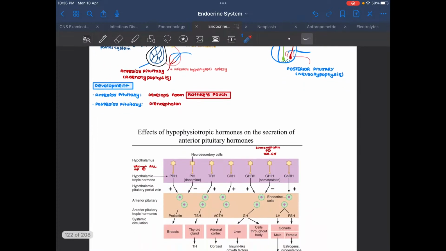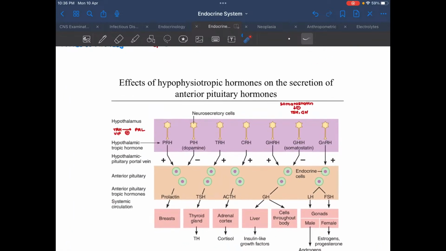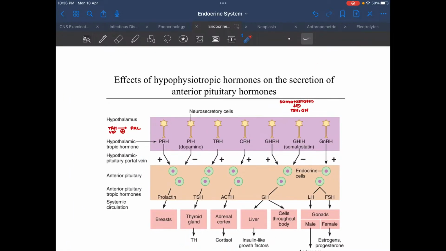Next we move on to the different types of anterior pituitary hormones. As we see, we have many different types. We can have prolactin releasing hormone, we can have PIH, that is prolactin inhibitory hormone, which is nothing but dopamine. Then we can have TRH, that is thyrotropin releasing hormone. These are all released from the hypothalamus. Now we work on the anterior pituitary. It releases prolactin, TSH, ACTH, growth hormone, LH and FSH, right? So these are our anterior pituitary hormones.